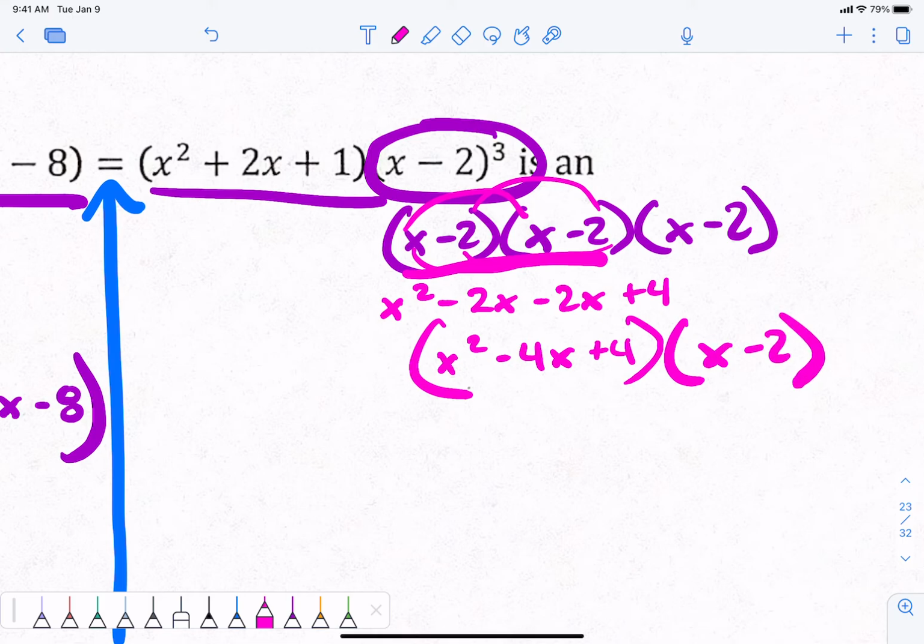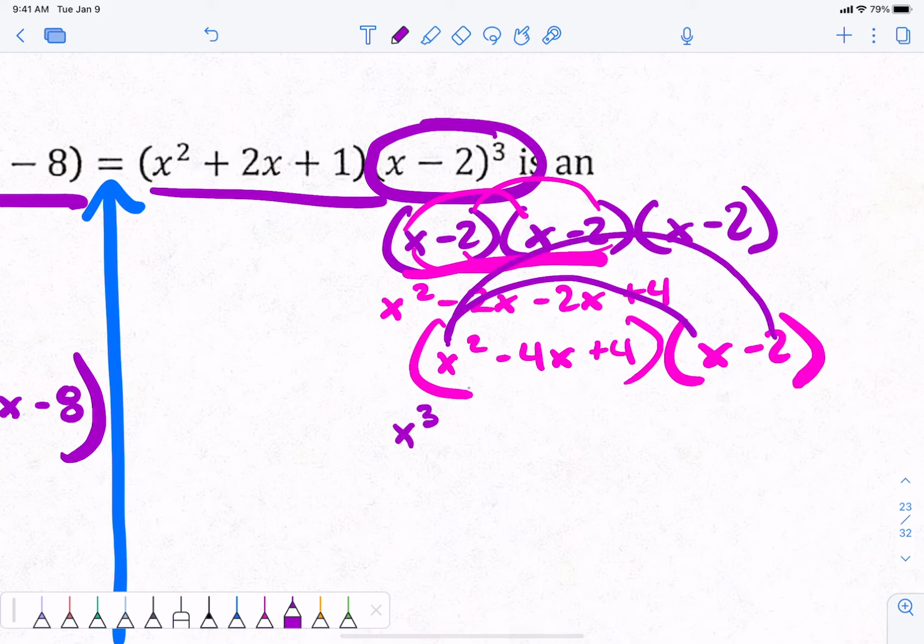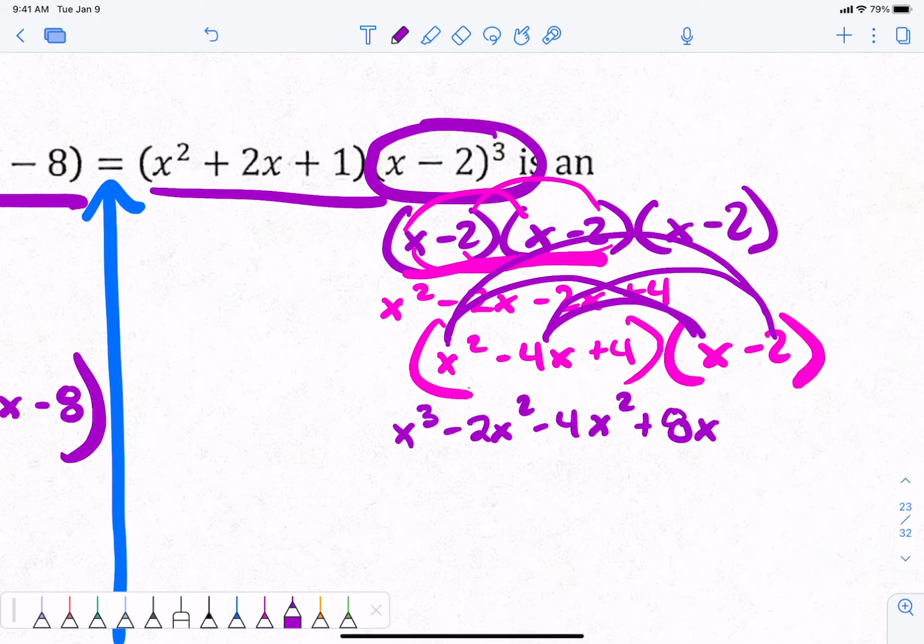Okay, and this is going to be a little bit bigger. All right, x squared times x is x to the third. Then we take x squared times negative 2, minus 2x squared. Are we doing okay? Negative 4x times x, minus 4x squared. Okay, negative 4x times negative 2 is plus 8x. And then we move on to the last one. So 4 times x is plus 4x. 4 times negative 2 is negative 8.